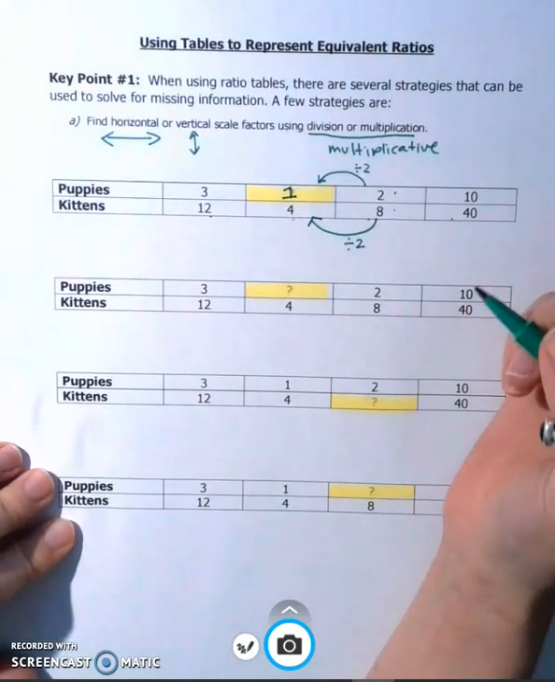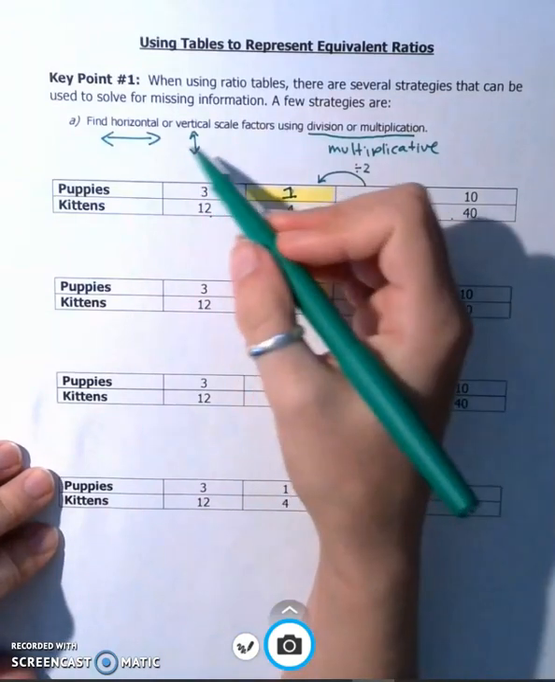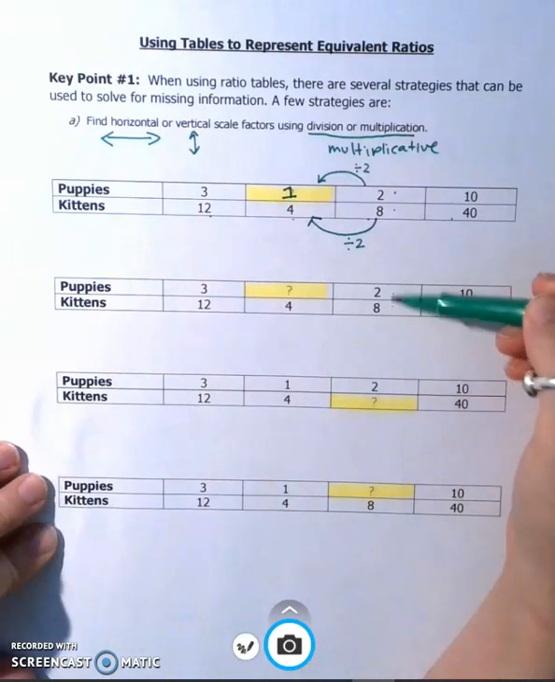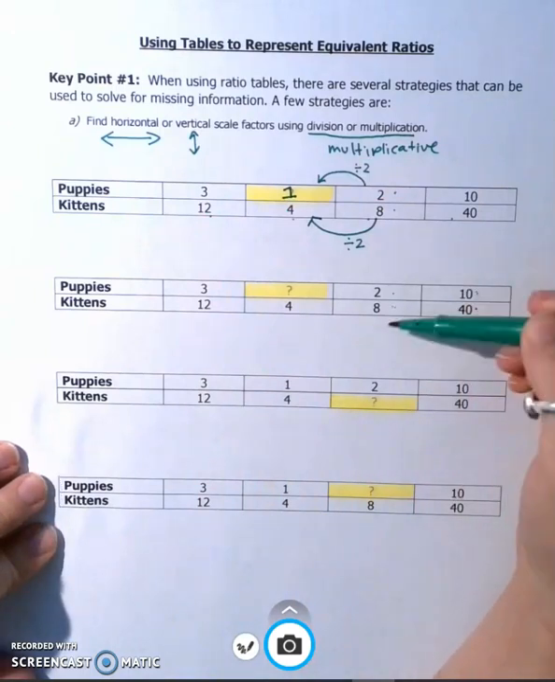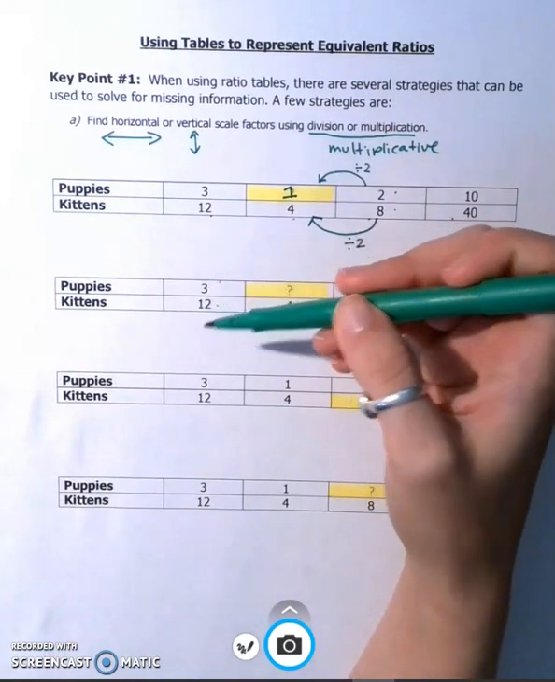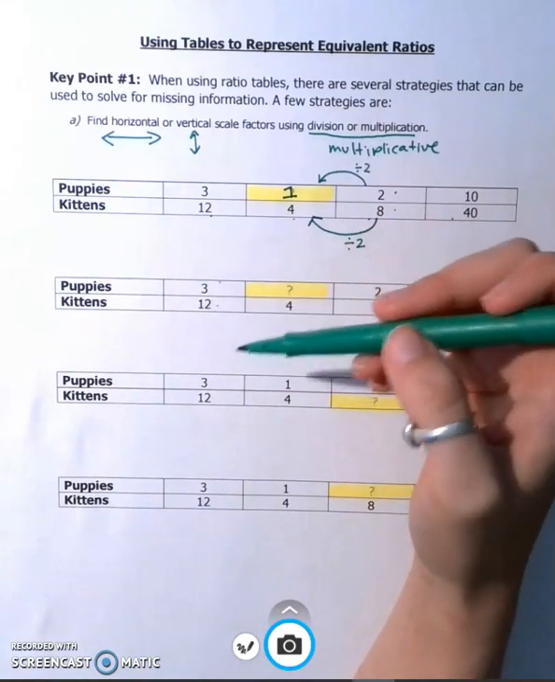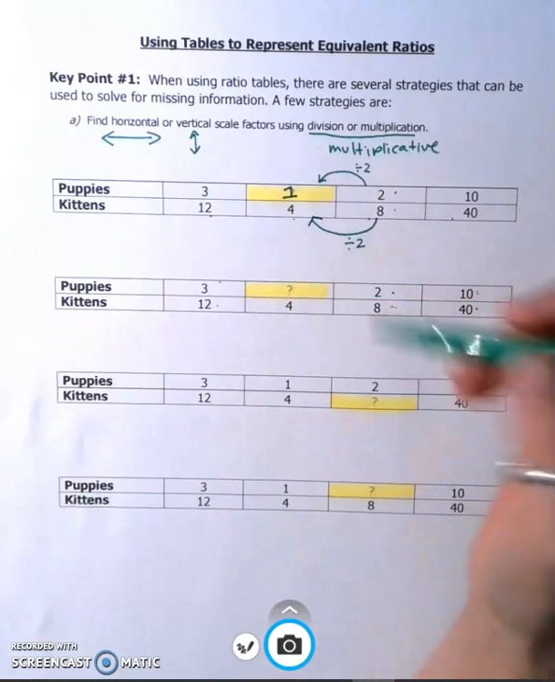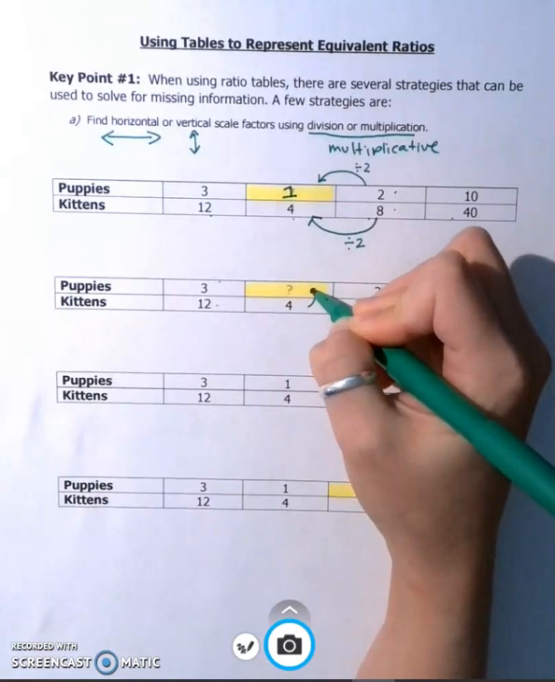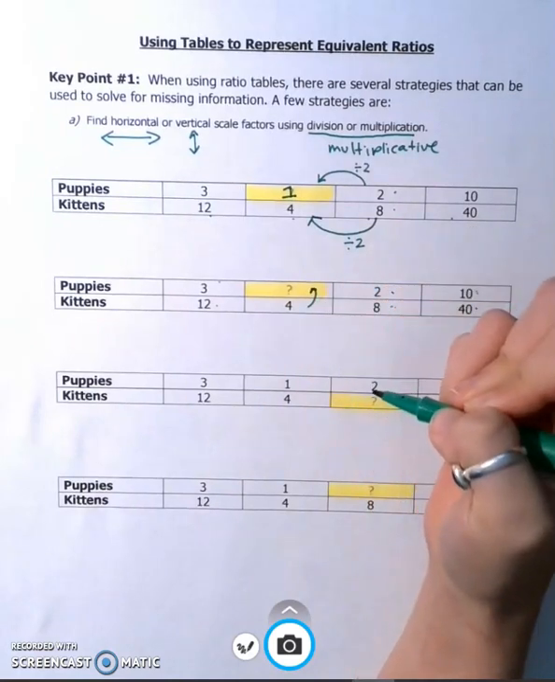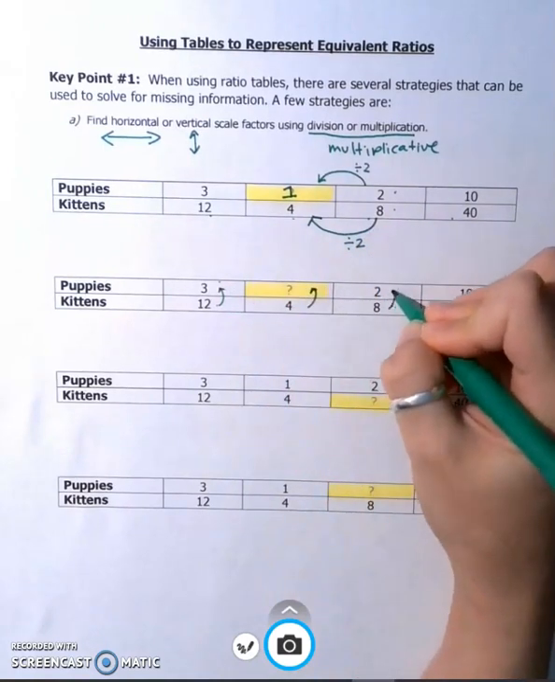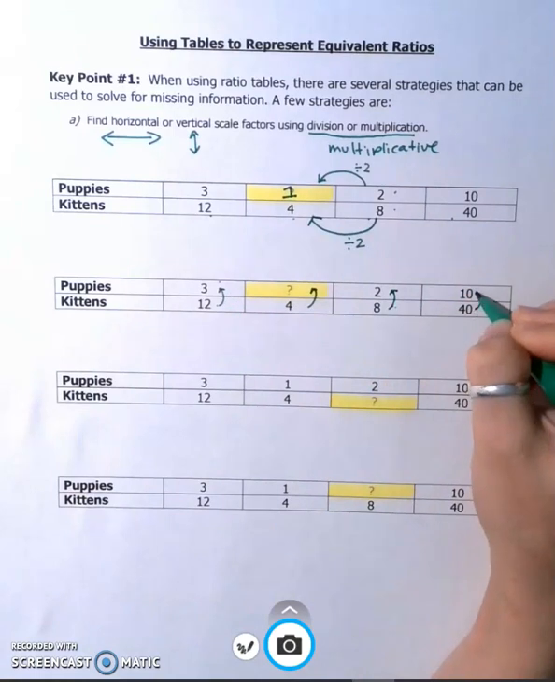Now, let's try a vertical one. Vertical means going up and down. I could look for relationships that go up and down between 40 and 10, between 8 and 2, between 3 and 12. I'm starting with my fully formed ratios because I want to figure out what the relationship is. Well, let's see. I know that I'm going to start with 4, do something to 4, and make it equal that number. So all of these relationships have to start with my kittens, my bottom number, and go to puppies.